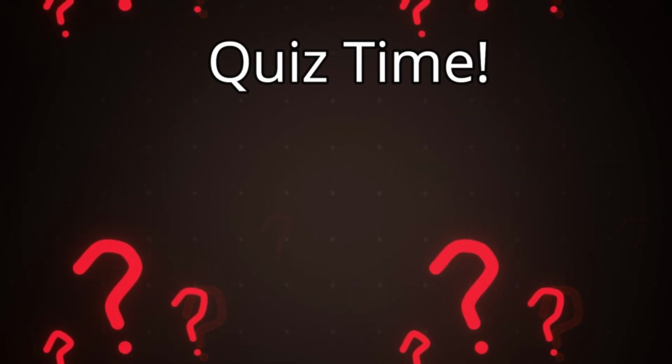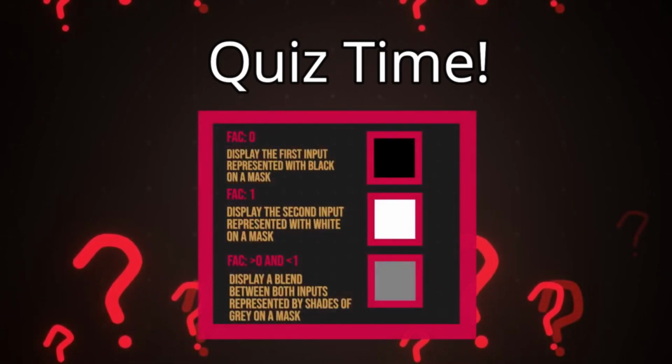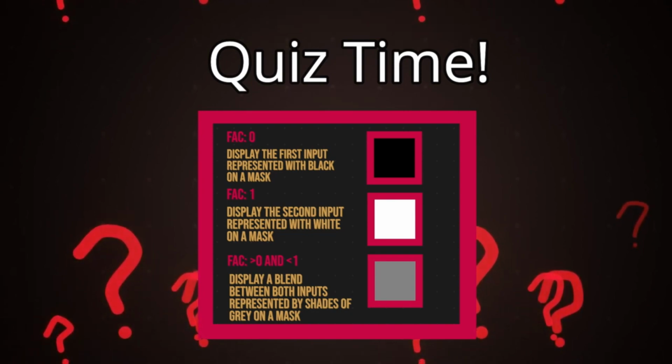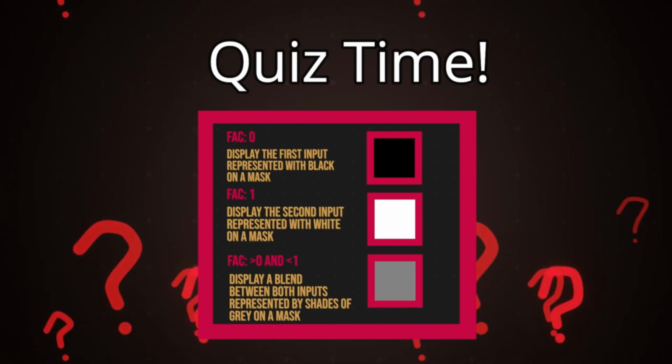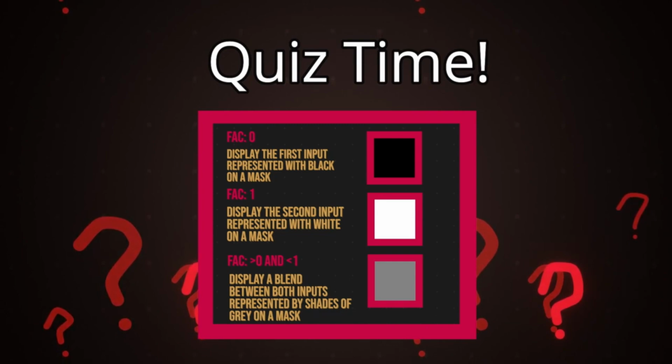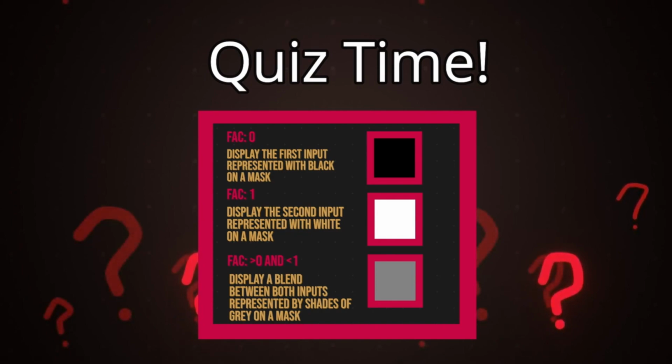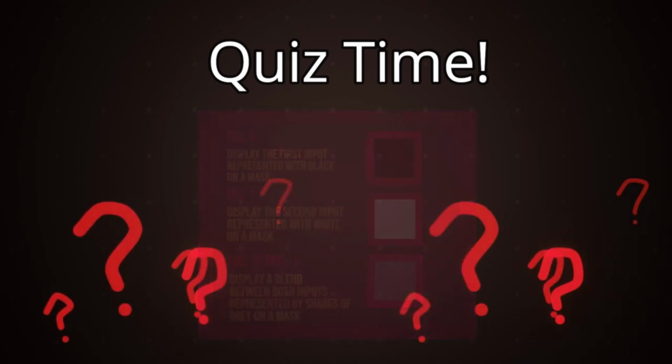But today we mainly focused on black and white masks, where essentially the black area, which is represented with the number 0, will display the first input, so that could be the first shader or the first colour, and everything that is white, represented with number 1, will display the second input, which could be the second shader or the second colour. Everything that's grey, a shade of grey, will display a blend between the two.